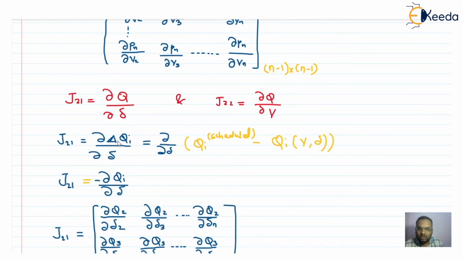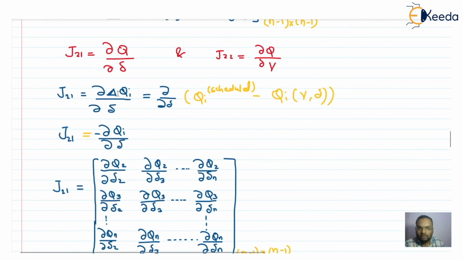What is change in Qi? It is the scheduled reactive power on the ith bus minus the actual reactive power on the ith bus. The scheduled value is a constant, so its derivative is 0. So we are getting the partial differentiation of Qi, the reactive power on the ith bus, with respect to the phase angle. Again, the scheduled reactive power is actually a constant value.